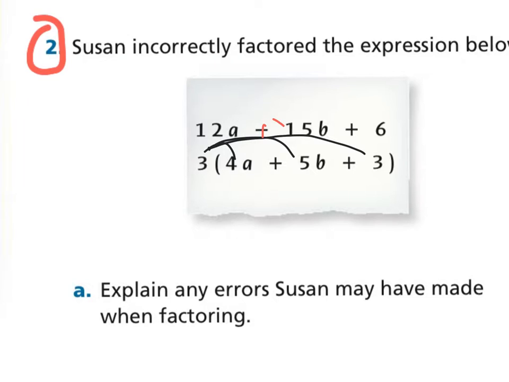So let's think about 3 times 4a. Does that give me the 12a that we started with? Yes. Okay, 3 times 5b, does that give me negative 15b that I started with? No. What should it be? Negative 5b. They forgot their negative, so that's one mistake. Okay, see if that's all. 3 times 3, does that give me the 6 we started with? No. Okay, well, should be 3 times 2. So those would be the two changes that we would need to make for that to be factored correctly.